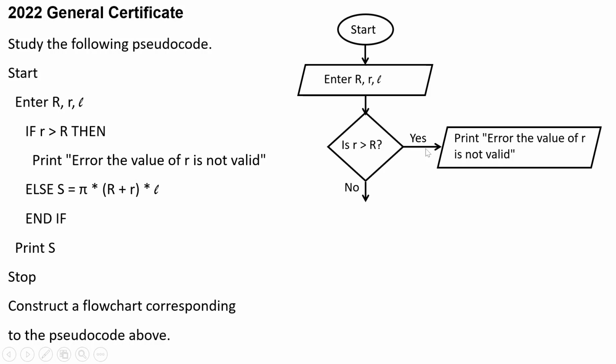If yes, this is what will come out. If no, then it will proceed, meaning you have entered the valid values. So it will proceed to calculate the surface area. Calculating, which is processing, is represented by a rectangle like that. Then you put this one here, okay? So you put S is equal to pi times open brackets capital R plus small letter r close brackets times L like that. Then if it ends, you proceed to print S.